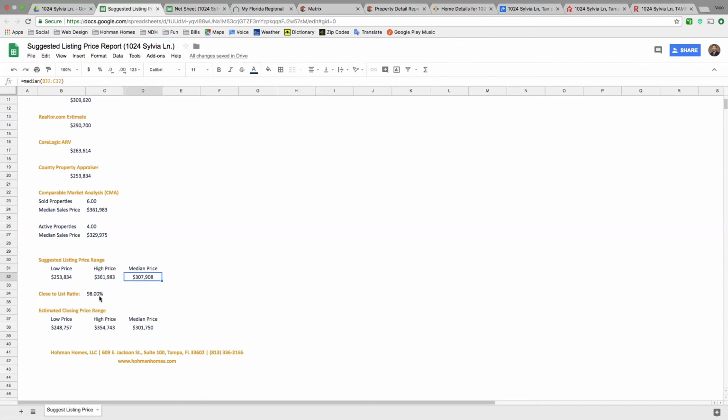We know our close to list ratio is at 98%, which means that buyers are getting about a 2% discount on the homes that they buy based on the listing price point. So if these numbers up here give us our suggested listing price range, this number here is going to get us our estimated closing price range.